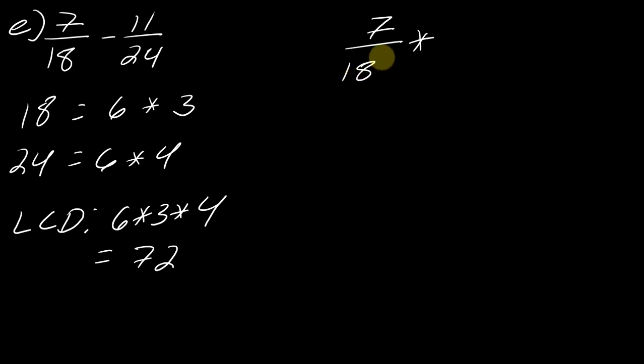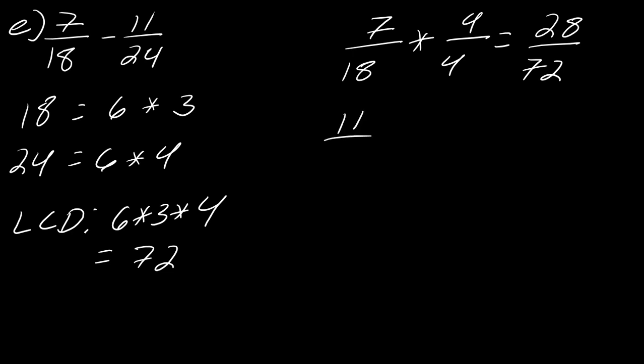So if you're not sure what to multiply 18 by to get to 72, remember this is also a little bit of a roadmap. 18 is 6 times 3, and my LCD is 6 times 3 times 4. So basically, what does the LCD have that this does not have? Whatever that answer is, that's what you need to multiply by. So I need to multiply the top and bottom by 4 in this case. So this is going to be 28 over 72. That's kind of the cheat sheet if your mental math is not quite working out for you.